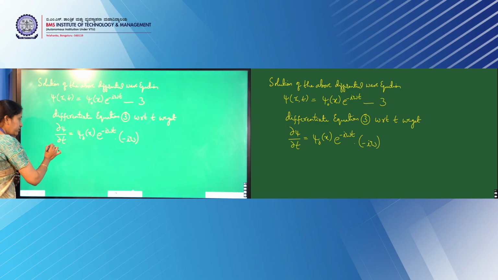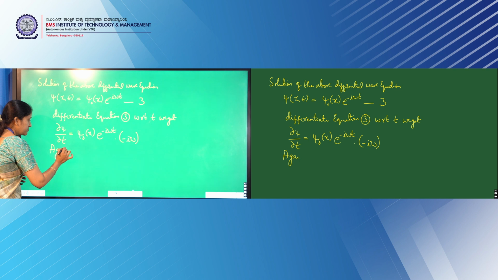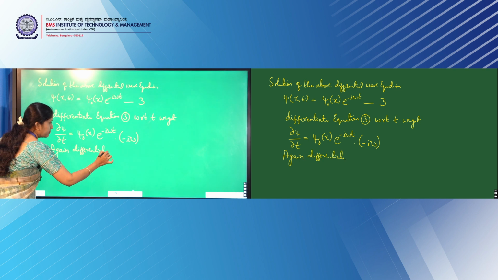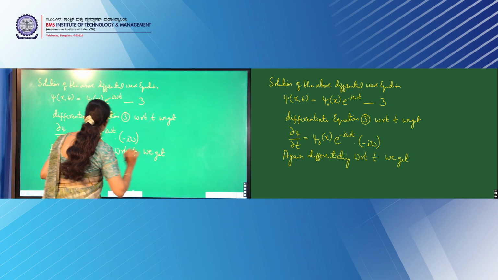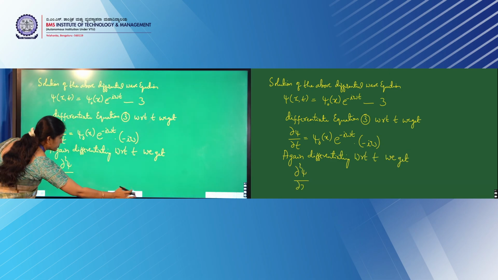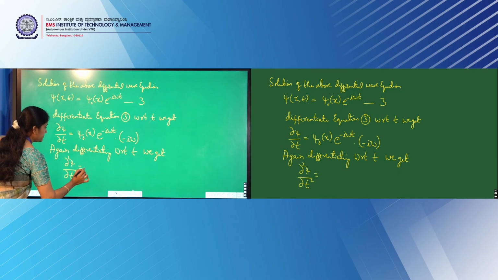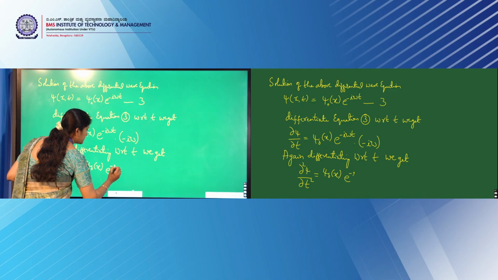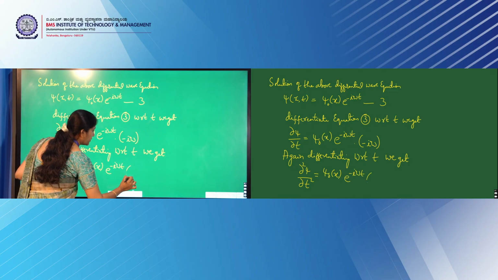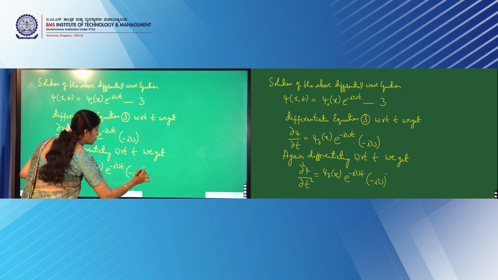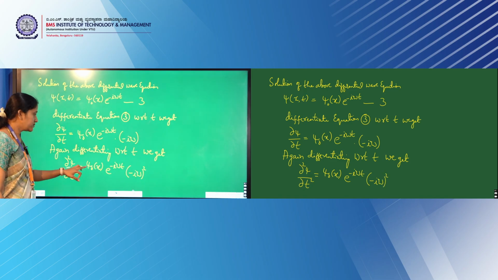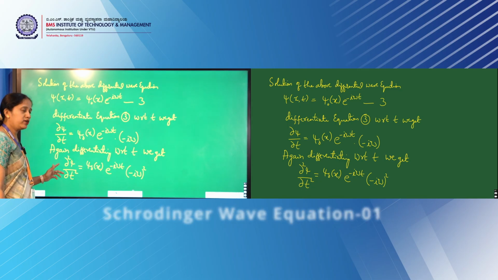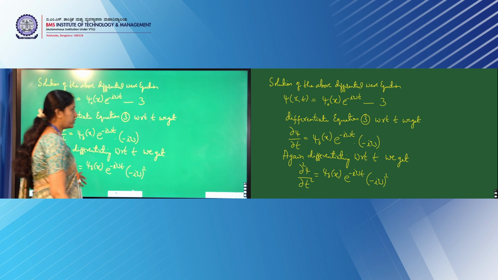So again we are differentiating this solution with respect to t. Again differentiating with respect to t, we get del square psi by del t square is equal to psi naught of x e power minus i omega t into minus i omega whole square. So now let us solve the right hand side of this particular equation, then we will try to get the value of del square psi by del t square first.